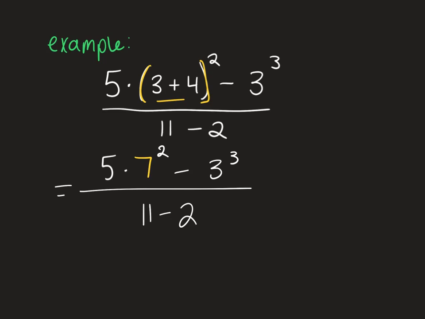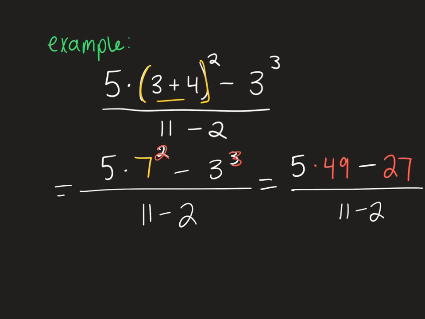Okay, so then what's next? Exponents, right? So we're going to do our 7 squared and our 3 to the third. So that's going to give us 5 times 49 minus 3 to the third. Right, so 3 times 3 times 3 gives us 27. Right, and then over 11 minus 2.